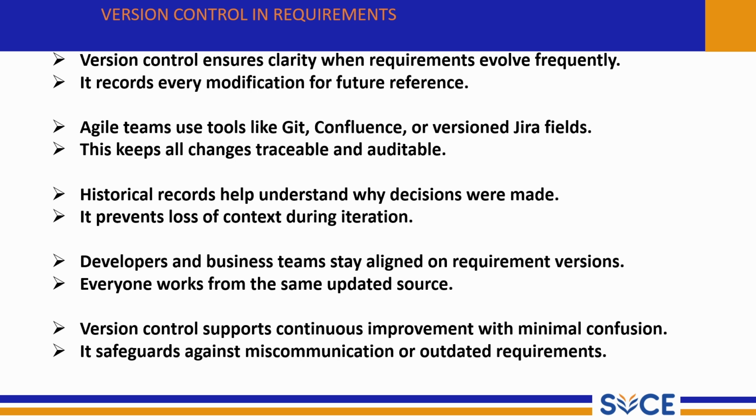Version control ensures clarity. When requirements evolve frequently in Agile, requirements change very often. Version control helps us manage those changes clearly by keeping a record of every update. This avoids confusion when multiple versions of the requirements exist.